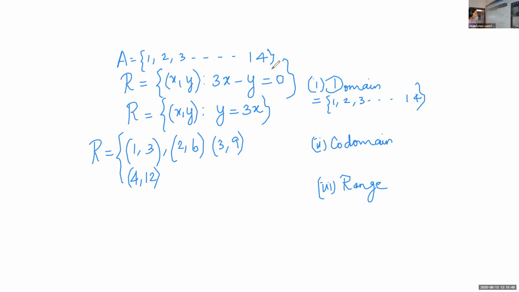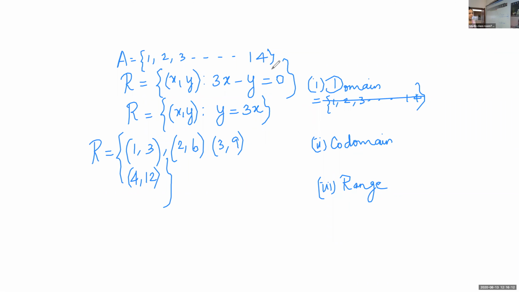If you take 5, what will be the y in the range? It is not there. It is not in that set. So, we will get only 4 elements related here. Once you write the elements which are related, only after that we have to write the domain.